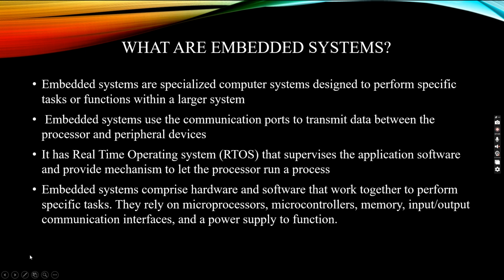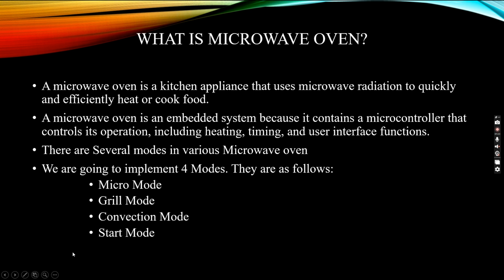A combination of hardware and software is called an embedded system. It comprises hardware and software that work together to perform specific tasks. It relies on microprocessors, microcontrollers, memory unit, output, communication interfaces, and power supply to function. Next, we'll see what is a microwave oven, what we learned in our lectures, and what is the project given to us.